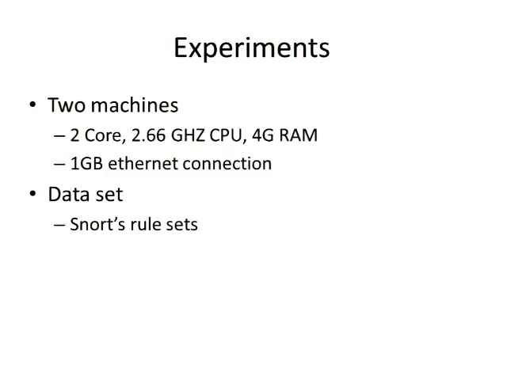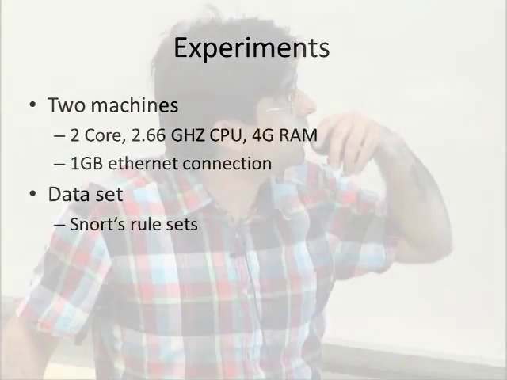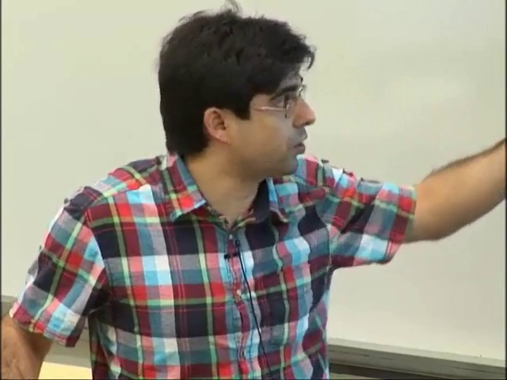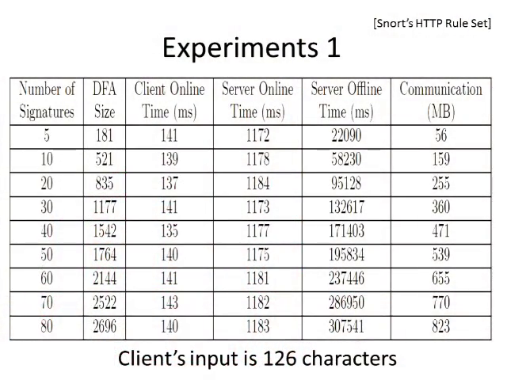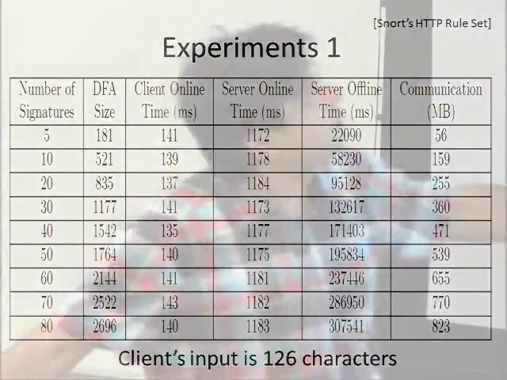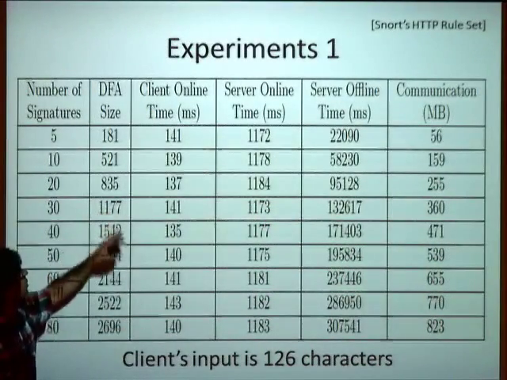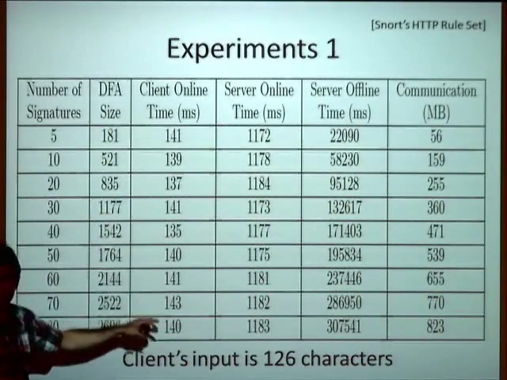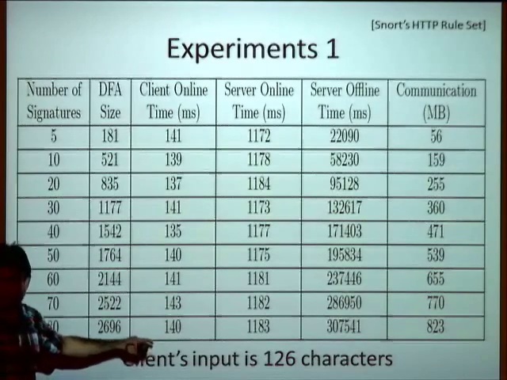We ran these experiments on 2 fairly standard PCs. We have 1 gigabit Ethernet connections between them, and we used Snort rules for our data sets. Here are a bunch of numbers. I just played with the number of signatures we study. This is the client time. It says client online time, really, but the client is always online, so this is client total time.